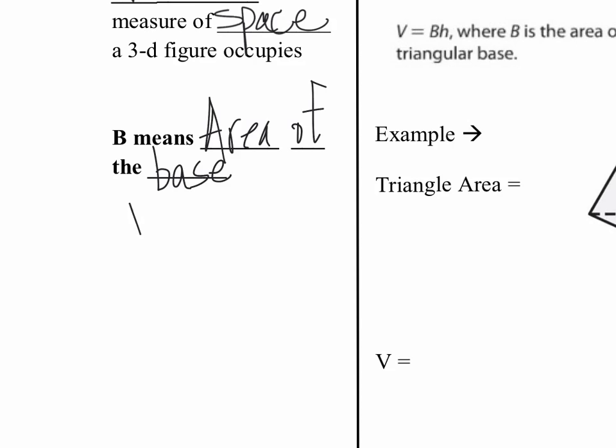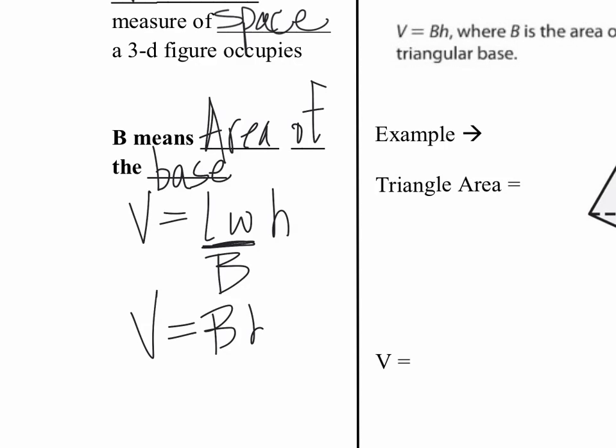In the formula V equal LWH, LW, length times width, is the big B. That's why sometimes we use V equal big BH. This is the formula that is on the mathematics chart. So you have to know that the big B is the area of the length times the width.